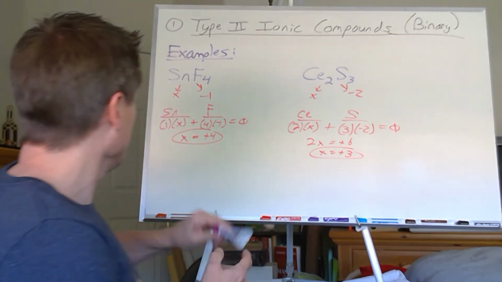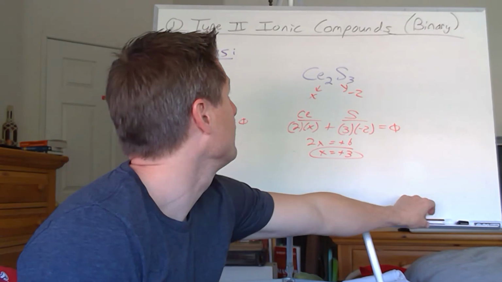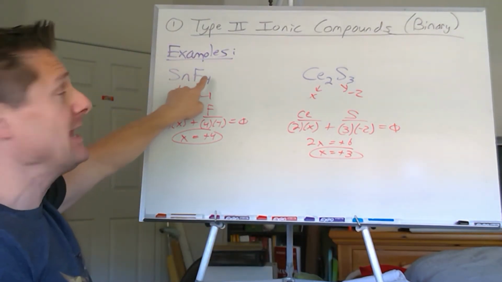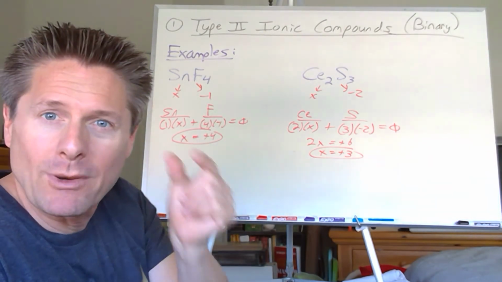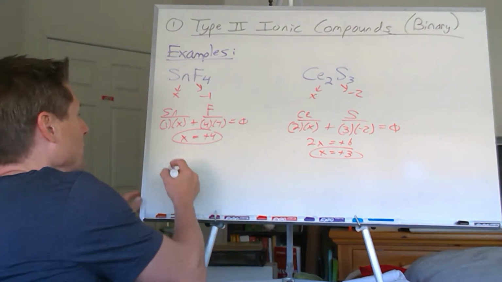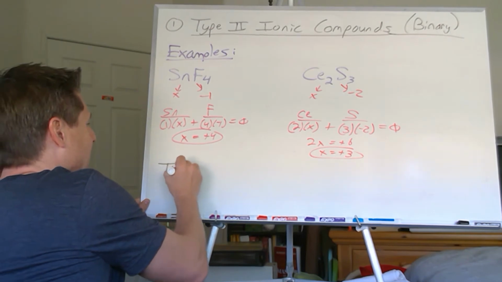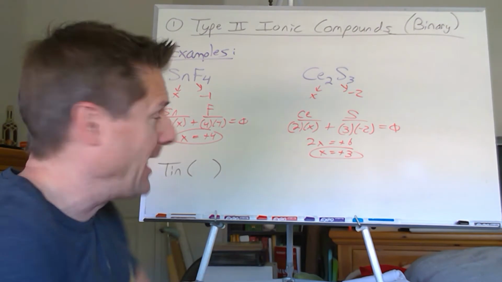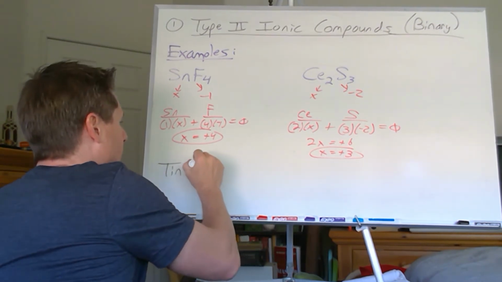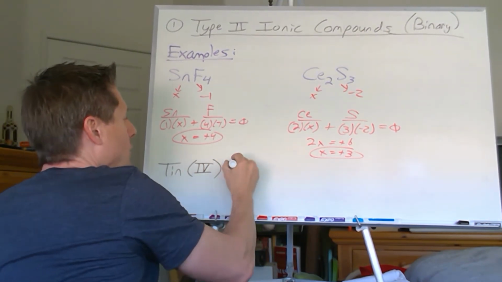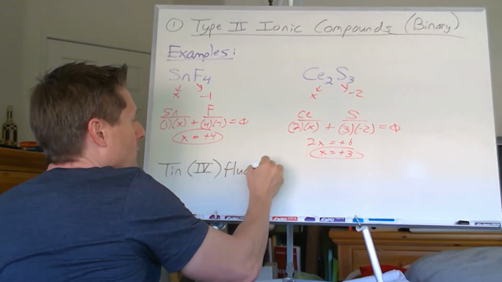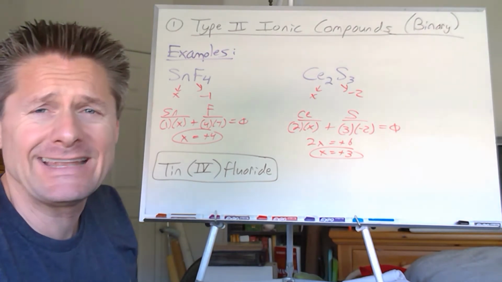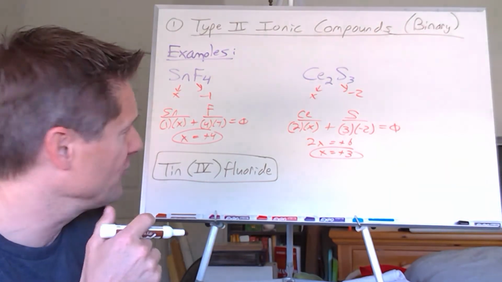Let's do that in brown. So many color choices. We're going to name this as tin fluoride, just like type 1, but we're going to add the charge in Roman numerals. So we're going to go tin. Hopefully you know your Roman numerals up to 10. Tin(IV) fluoride. You can't say tin fluoride because tin can actually be a +2 or a +4.